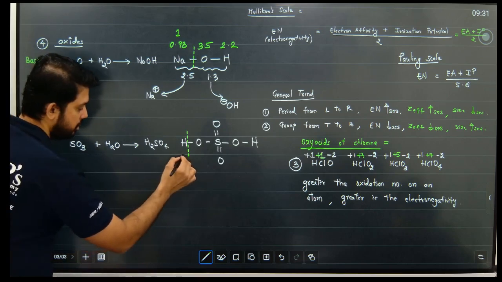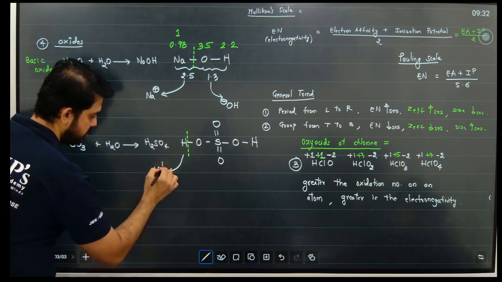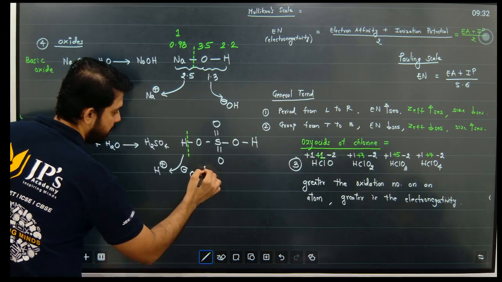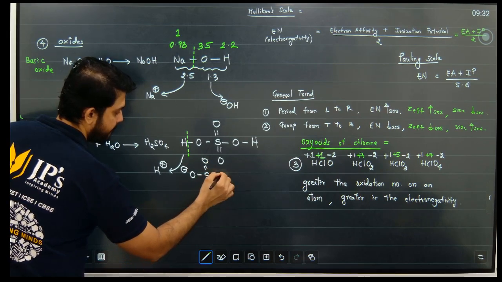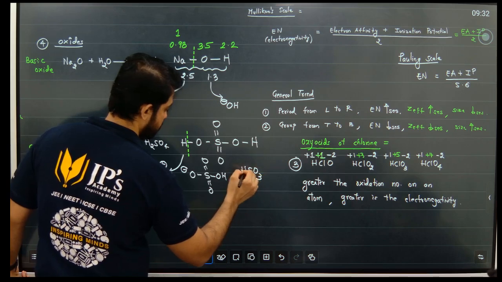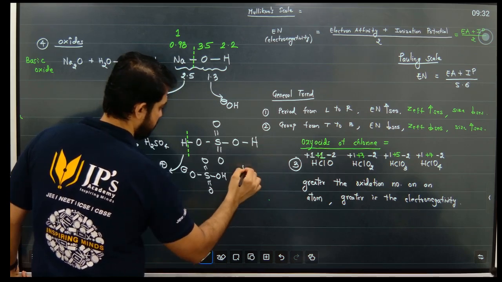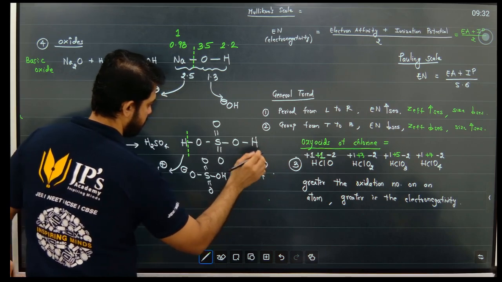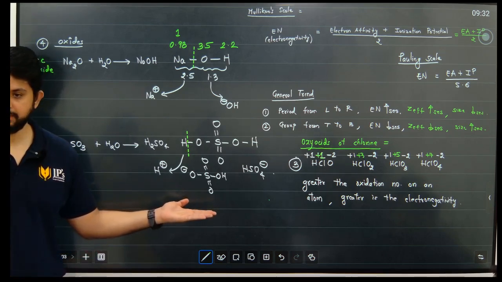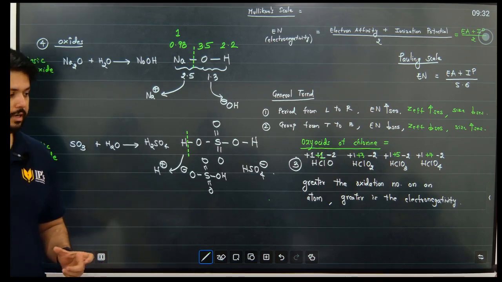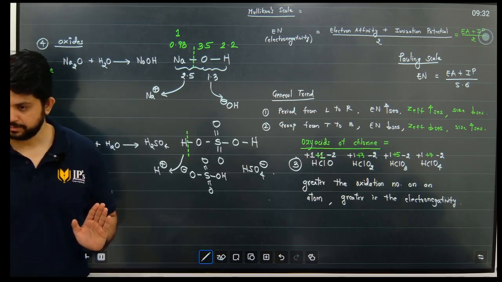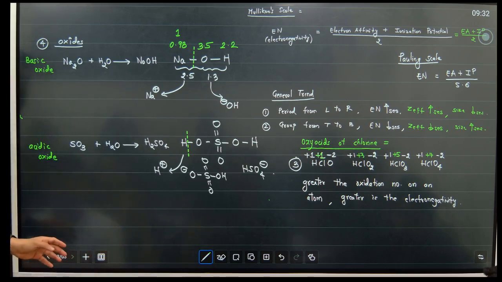This breaks into H plus और यहाँ पे हमारे पास बचता है O minus and कभी कभी हम इसको लिखते हैं HSO. Something like this. Did you people get that? So larger the difference in electronegativity between two atoms, that bond is going to break. समझा? Yes or no? Next, so ये oxides हो गया.